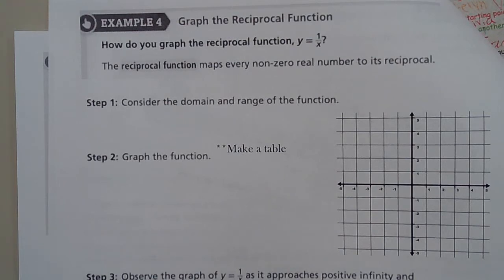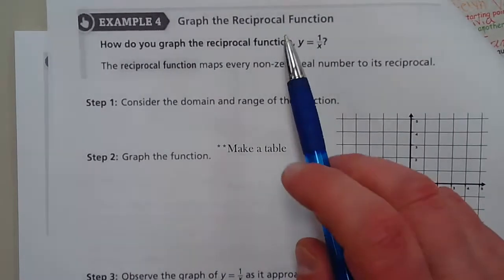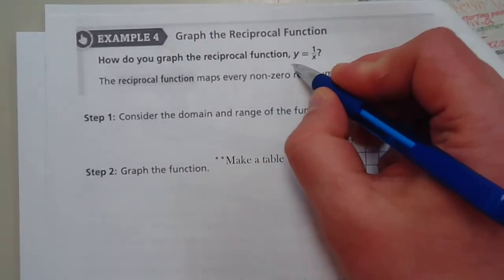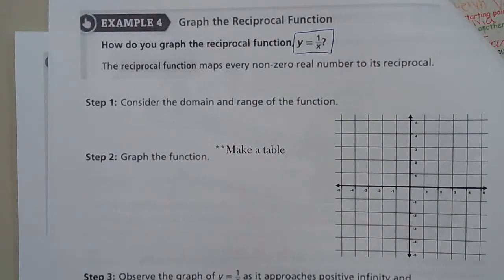Okay, so we're going to go ahead and move on to example 4, section 4.1 here. And we're going to look at graphing what's called the reciprocal function. So we talked inverse functions yesterday. The reciprocal function is exactly this right here. Y equals 1 over x. So this is like an inverse function where the k value is 1. So you have to relate it to what we did yesterday.